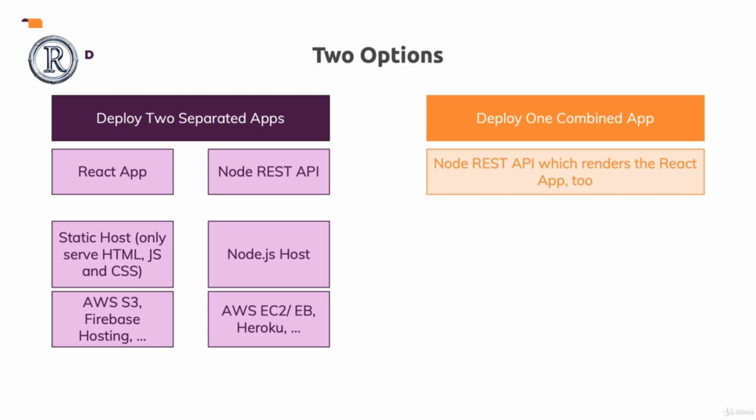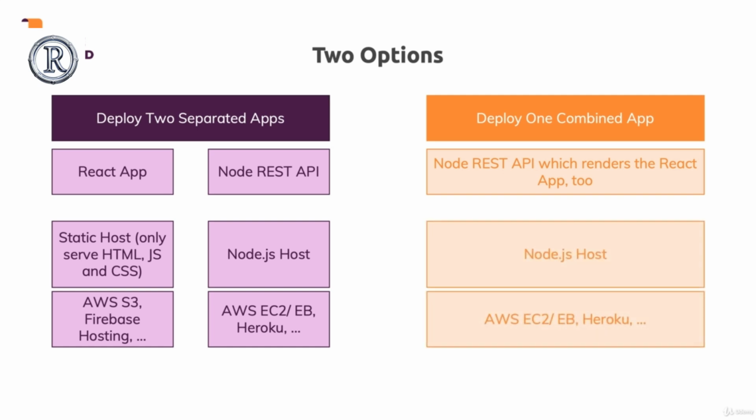Now, in the right case, where we have one combined app, we just need a provider which is capable of executing Node.js code because, well, we have an app that needs to execute Node.js code. And then in our Node.js code, we need to ensure that for certain requests, we just return our index.html file, our React scripts, and our CSS files. So we will need to tweak our Node.js code for that and then just push it as one app onto some server. Now, I will show you examples for both.